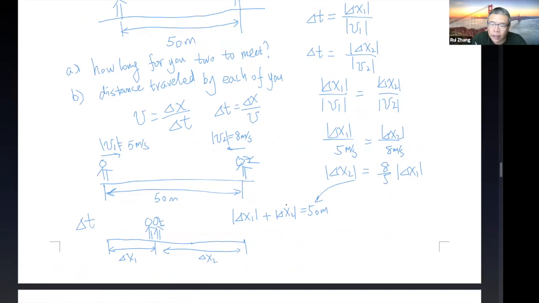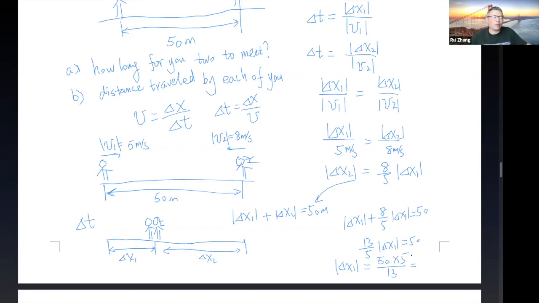Again, there are two unknowns and two equations. You get delta x1 plus 8/5 delta x1 equals 50 meters, right? So from there, you can solve for delta x1. It's 1 plus 8/5, so that's 13/5, equals 50. So delta x1 equals 50 times 5 divided by 13.